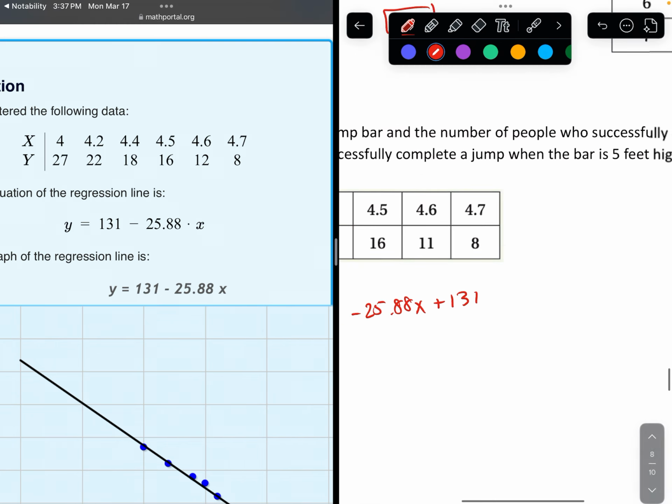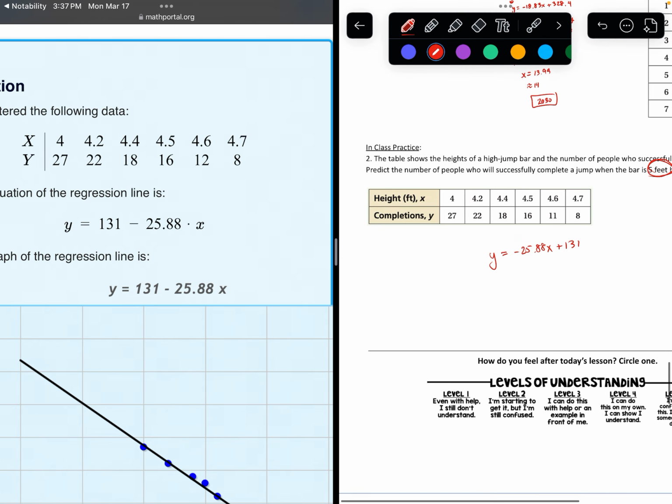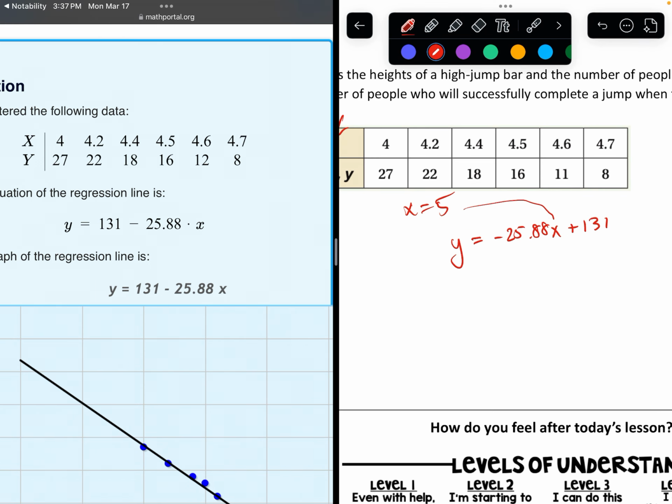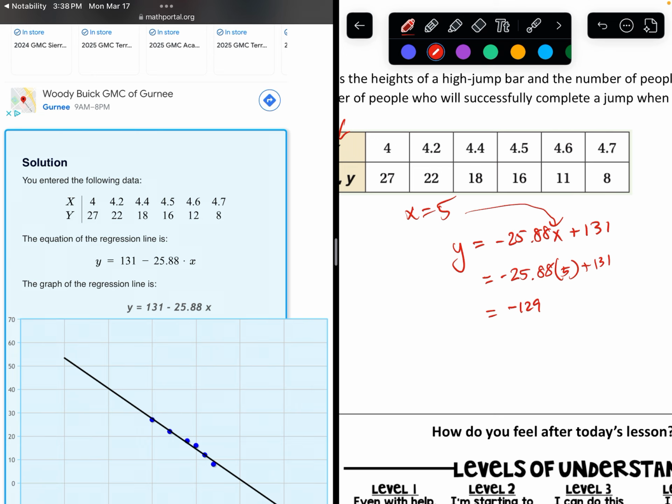Okay, so then you're trying to figure out the number of people that will pass when it's 5 feet high. Take a look at your units. Height is in feet. This is your x. So I'm going to substitute 5 for x, and this one I'm solving for y. Notice how it's different than the other example we did above. So negative 25.88 times 5 plus 131. Hold on one second, let me plug it into my calculator. I got negative 129.4.